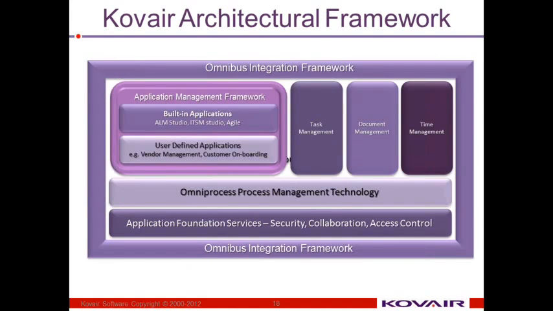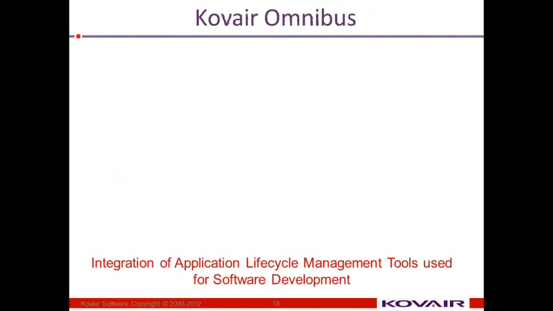Kovair's architectural framework. Kovair has an application management framework that consists of task management, document management, and time management, and also includes an entity framework based on which it has some built-in applications ready for use, such as ALM and Agile. Kovair has a very powerful process management technology that allows you to define very powerful workflows, and it also has application foundation services such as security, collaboration, etc. And all of this is wrapped around the Omnibus integration framework that we'll see in the next slide, that allows you to integrate all these industry standard tools among themselves as well as with Kovair.